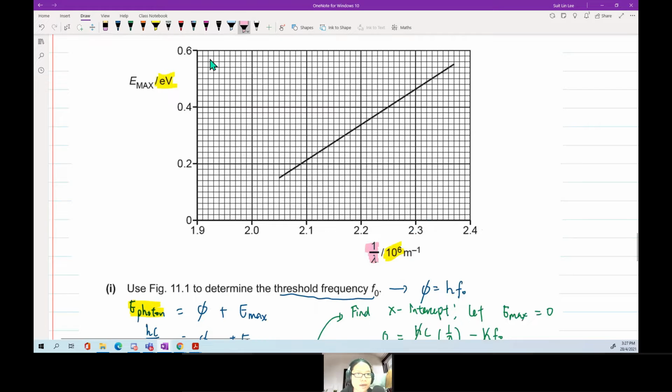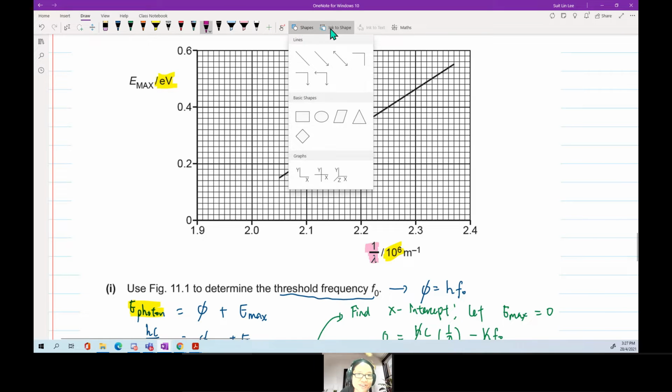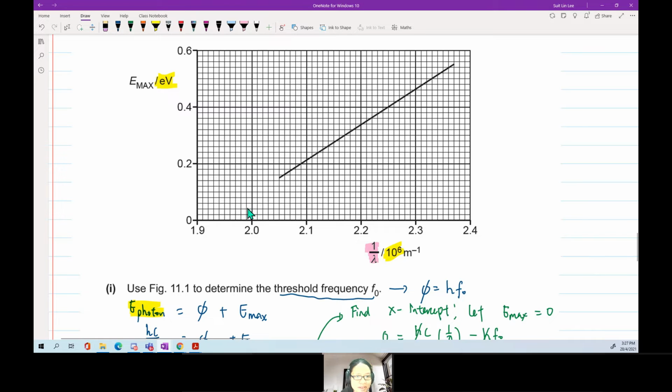Hiya, we need a straight line or a ruler. I don't have. This is going to take forever. Hang on. No, not forever. I'm just an impatient person. Okay, line. Let's draw a straight line.